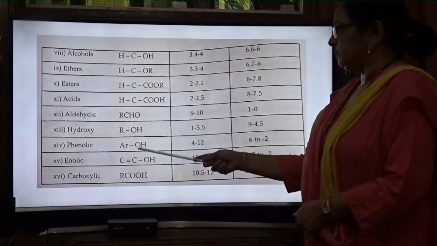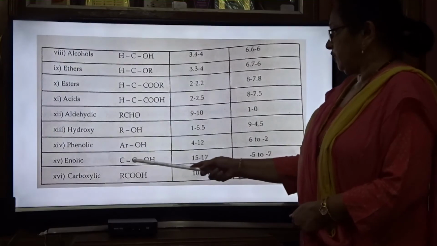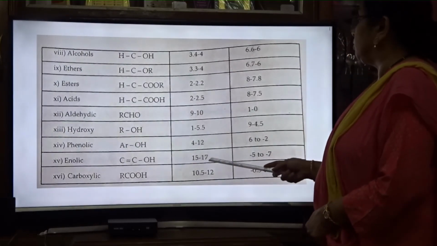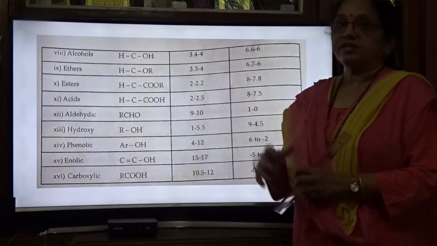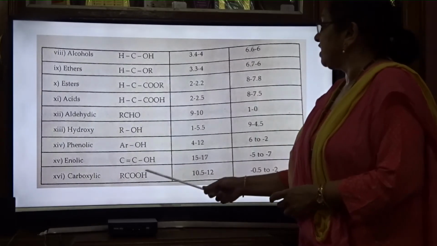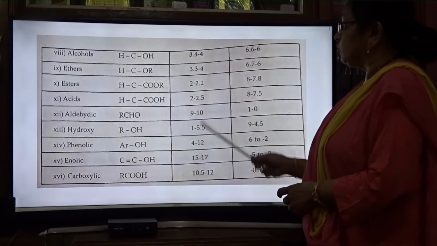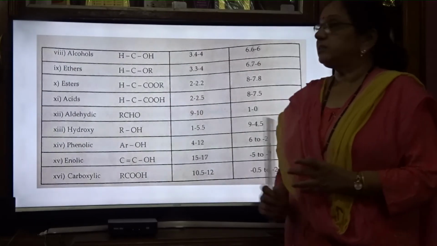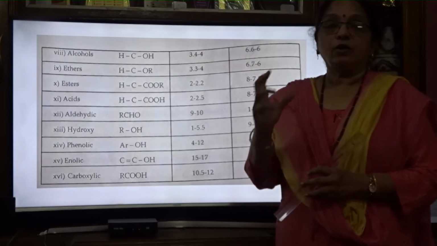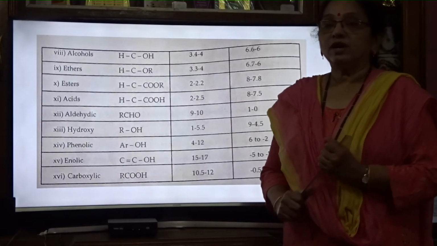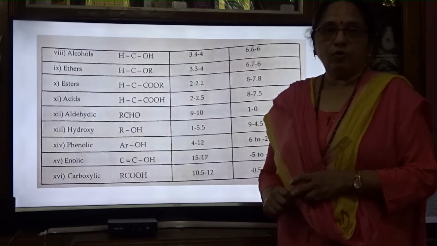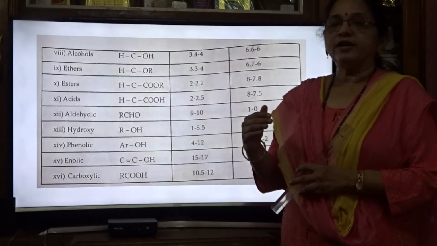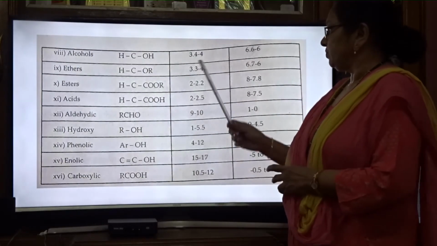If phenolic, that means a benzene ring with OH attached, it is 4 to 12. If enolic, as in keto-enol tautomerism, the enolic group gives 15 to 17. So if the organic compound has an enolic group, you get this type of value; if it has a carboxylic group, then 10.5 and so on. By these values, when we observe the NMR spectrum, we can identify that the unknown organic compound given to us may have these types of groups. Approximately, due to other effects, the values can change, but the standard values are these.